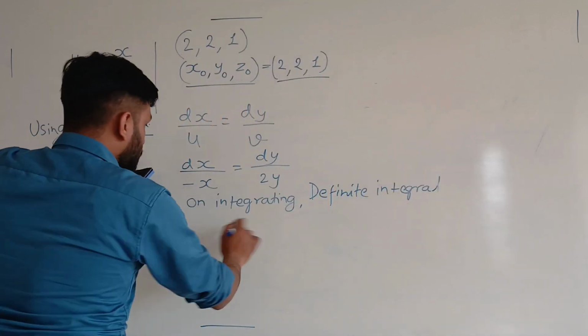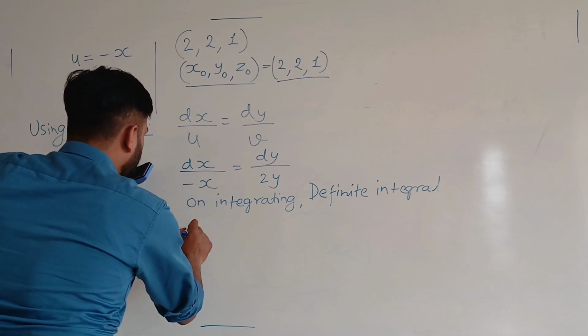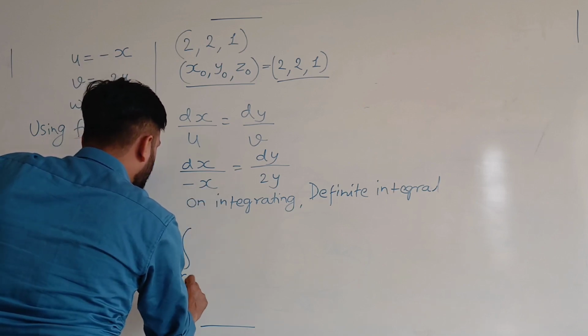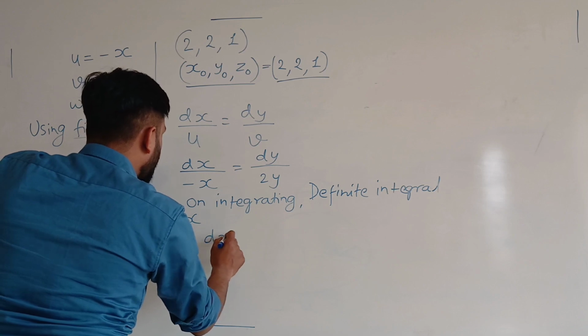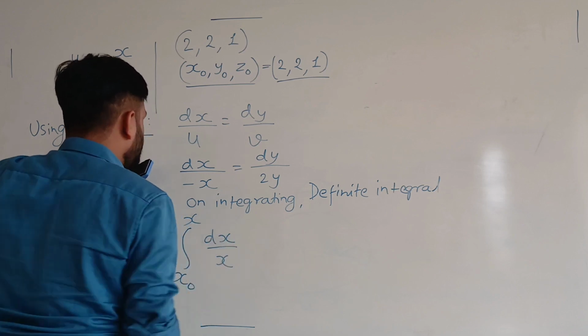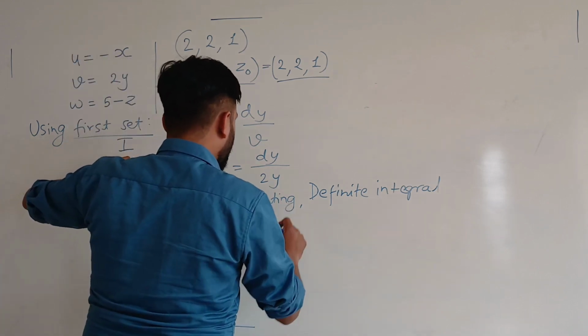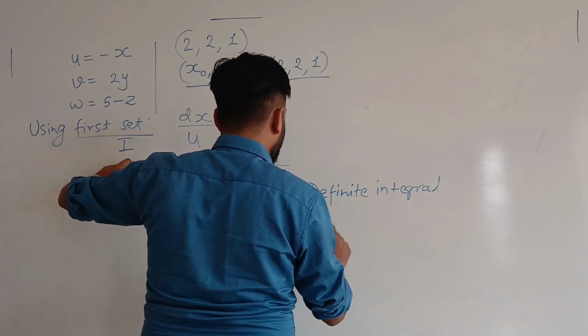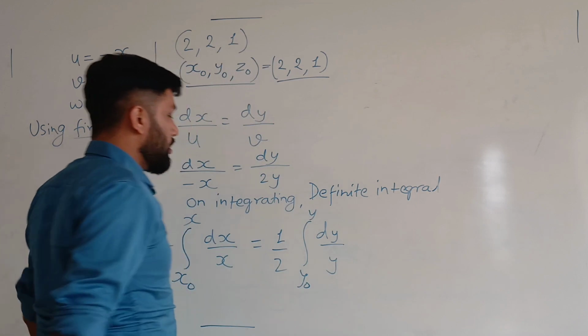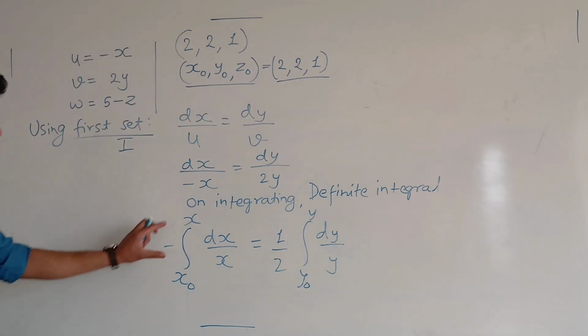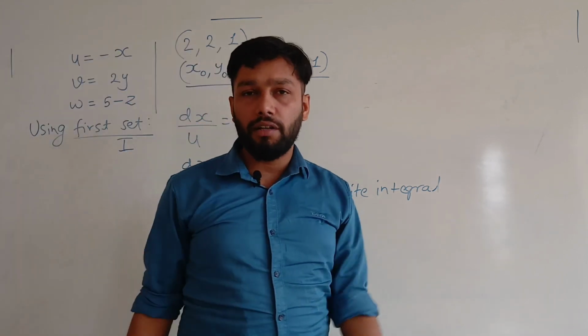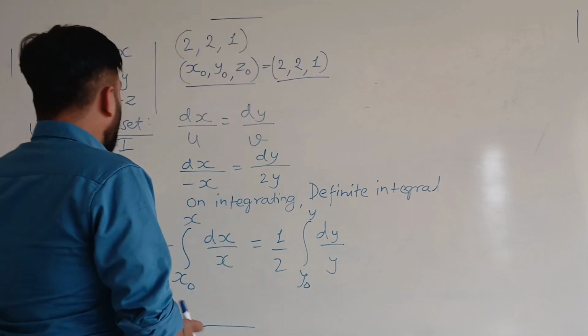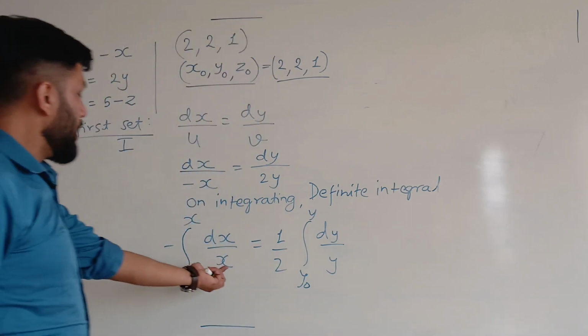Now let's put the definite integral here: integration from x naught to x of dx divided by x, with the minus sign, equals 1 by 2 times integration from y naught to y of dy by y. This is the definite integral. You have to put the limits on both sides. This is called definite integral.